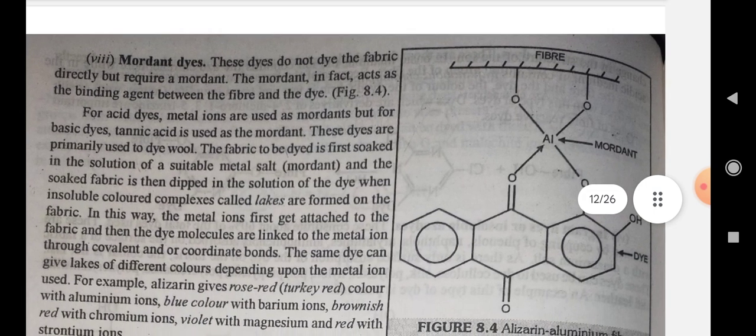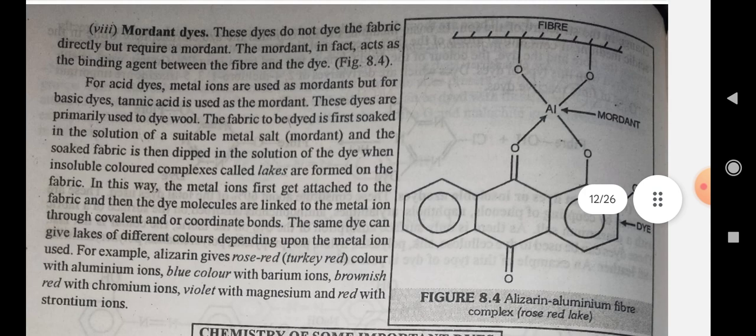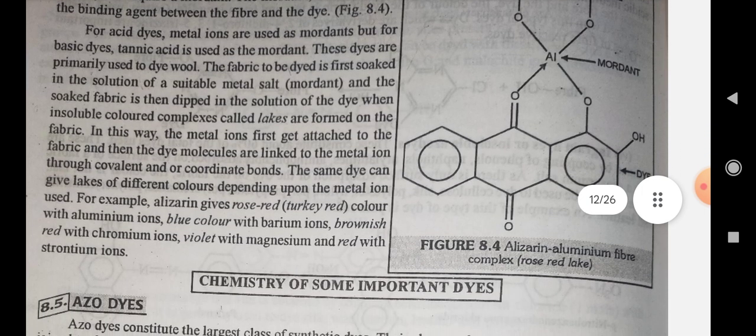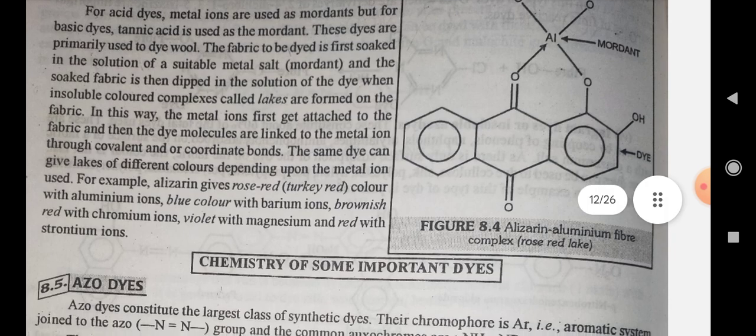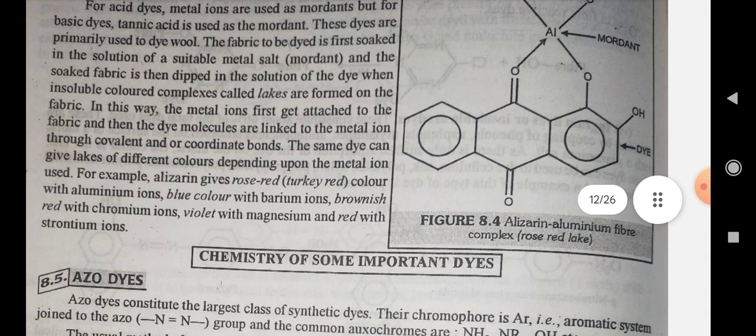Mordant dyes. These dyes do not dye the fabric directly but require a mordant. The mordant in fact acts as the binding agent between the fiber and the dye. For acid dyes, metal ions are used as a mordant, but for basic dyes, tannic acid is used as the mordant. These dyes are primarily used to dye wool.